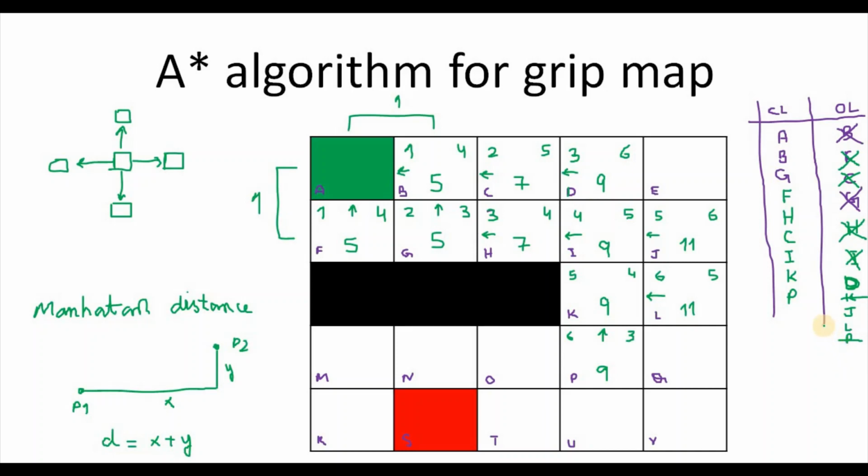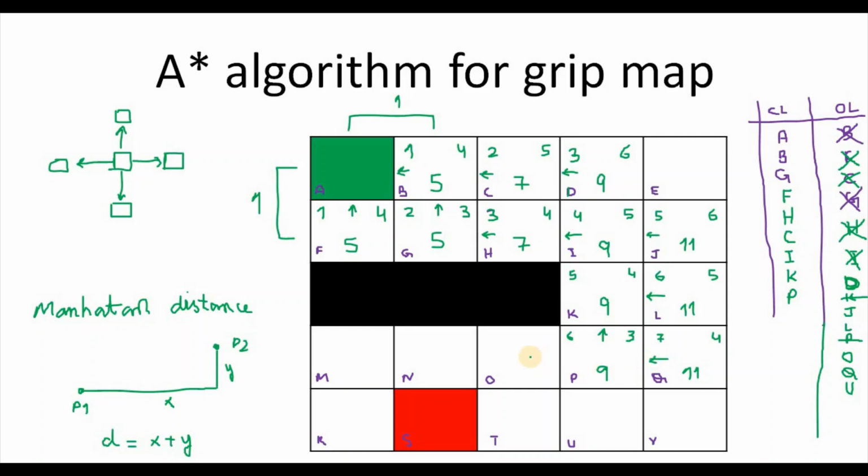So we put them in the open list: O, Q and U. Now we calculate their F cost. First calculate the G cost, which will be 6 plus 1, 7. And the H cost will be 1, 2, 3, 4. And their F cost will be 7 plus 4, which is 11. And its parent will be this one here.